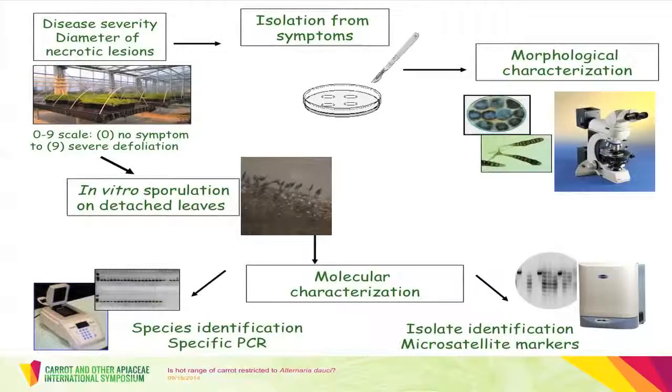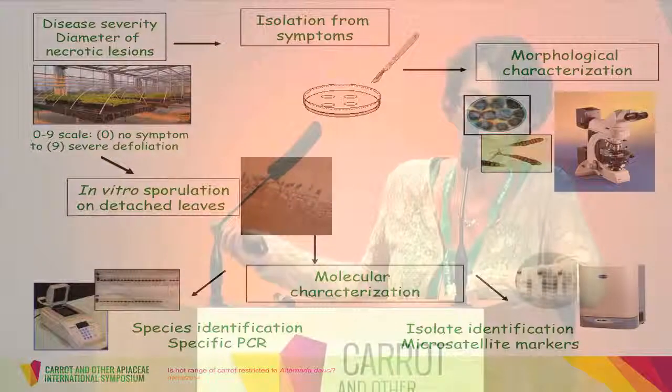So in 2 steps, the first step on the left to characterize the species level, so with specific PCR primer. And on the right, we did an isolate identification with also specific marker, microsatellite marker.